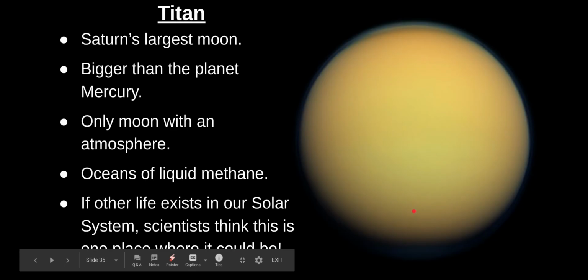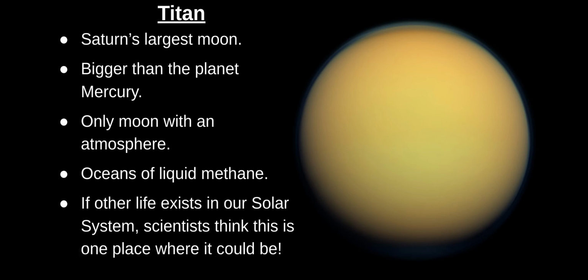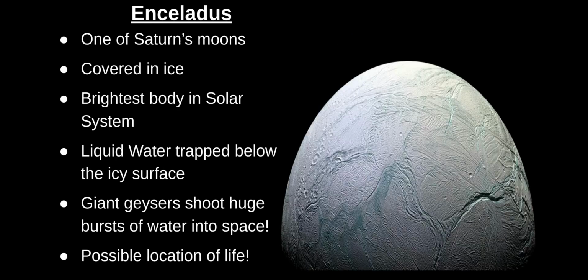Okay. Titan is Saturn's largest moon. It's actually bigger than the planet Mercury. It is the only moon that has an atmosphere. It has oceans of liquid methane, and this is one of the places where scientists think if there is other life in our solar system, this would be a good place to look.